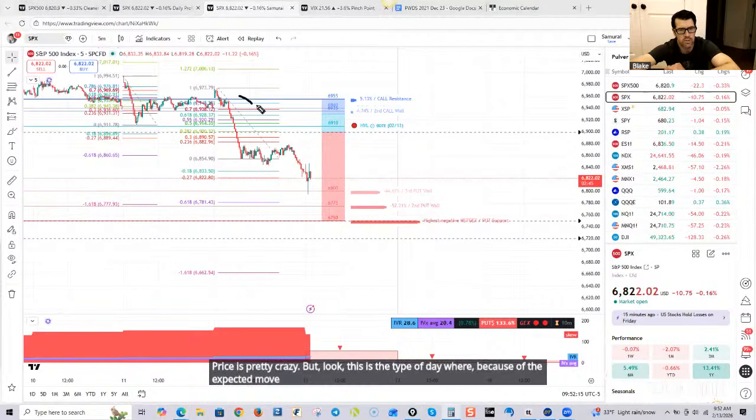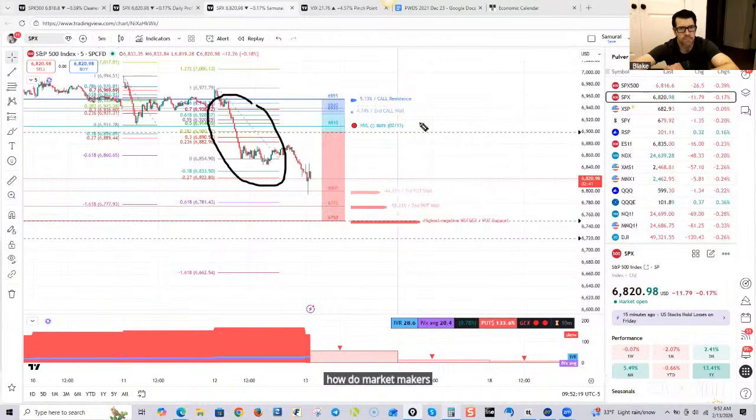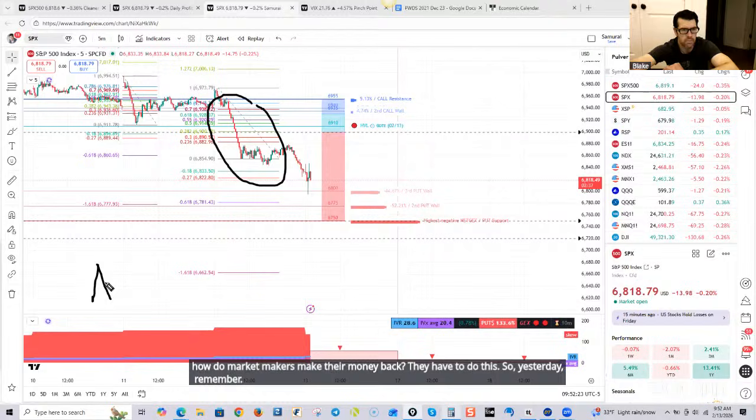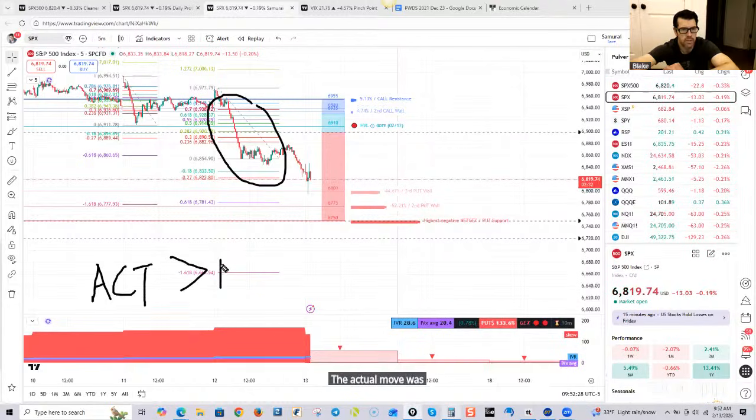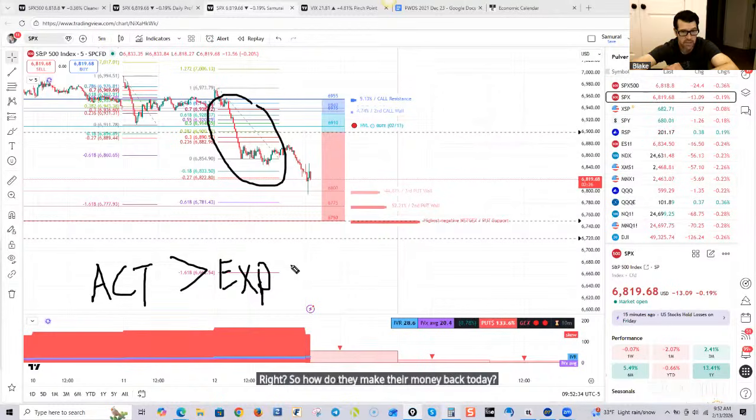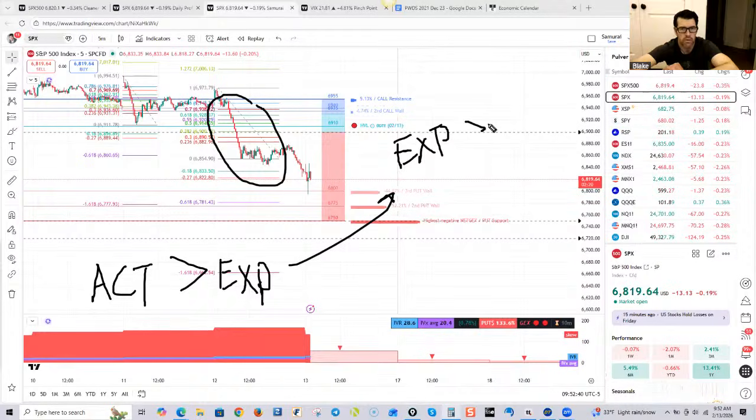But look, this is the type of day where, because of the expected move and the implied volatility, it was such a nasty day yesterday, how do market makers make their money back? They have to do this. So yesterday, remember, the actual move was greater than the expected move, right? So how do they make their money back today? Today, they do everything they can to make the expected move greater than the actual. Type in a yes in the chat if that makes sense.